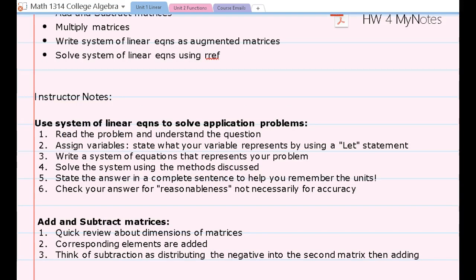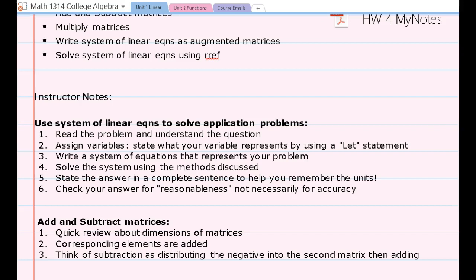In a previous lesson, we learned that we could solve system of linear equations by graphing, by substitution, and by elimination. Now that we know how to solve systems of equations, now we're going to have application problems in which we can write them in terms of a system of equations.